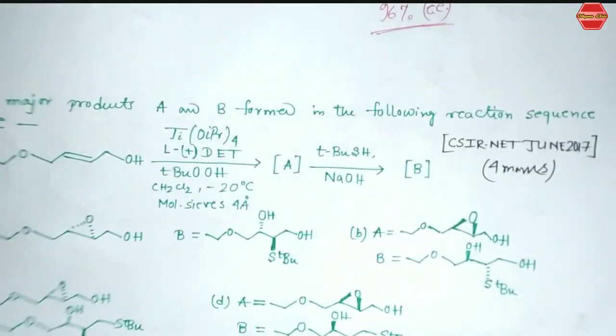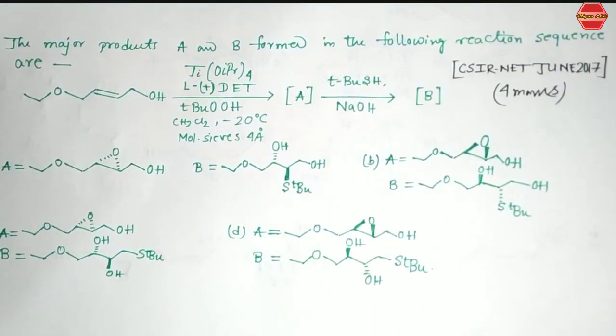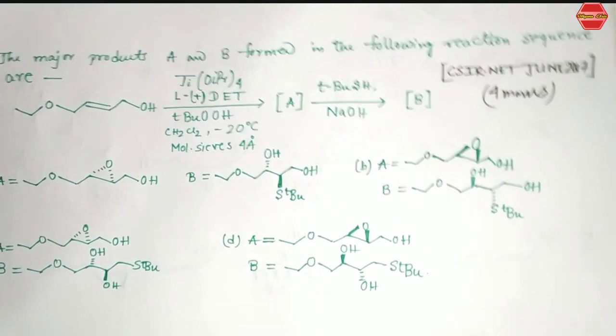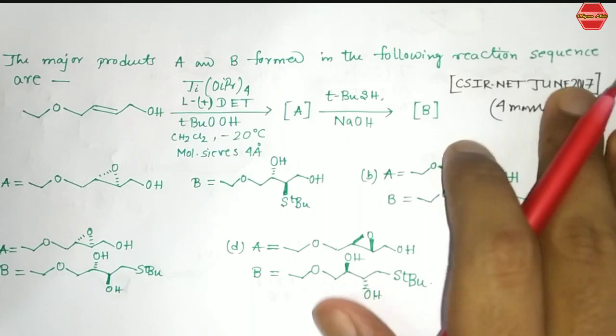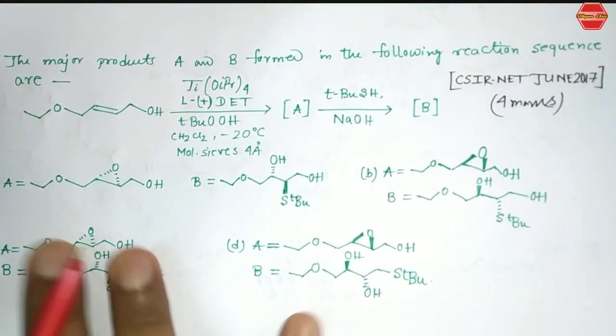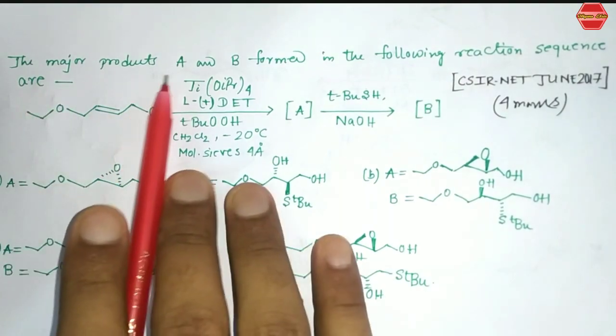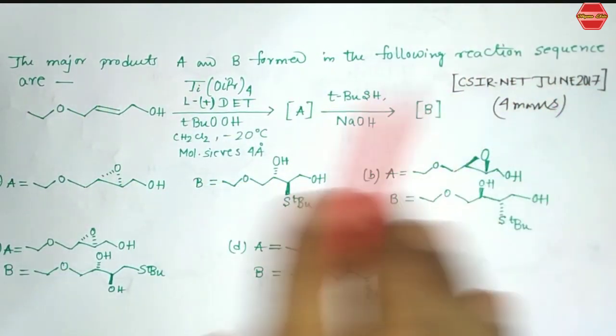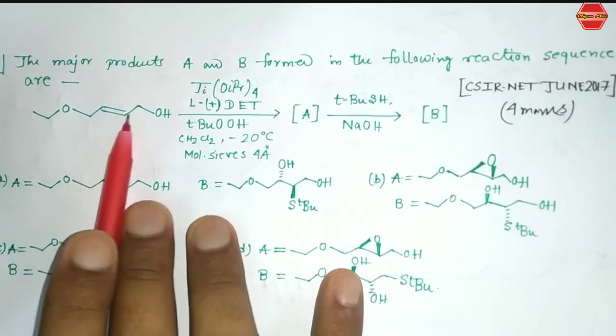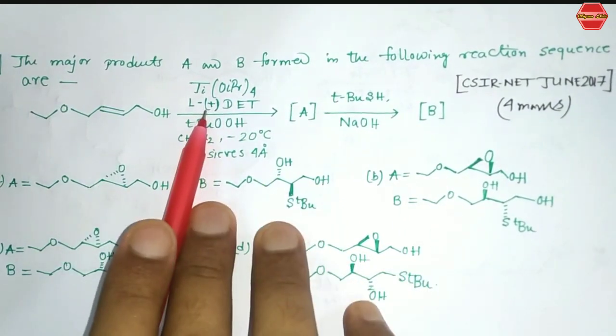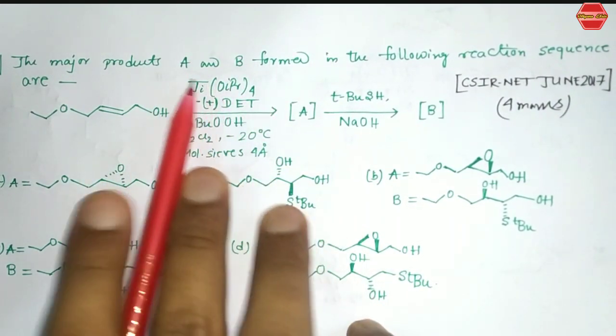Okay, now let's come to the next question, and the last question, which is very important for your exam, and this question also came in CSIR-NET June 2017. The question involves two different types of product, where the major products A and B are forming in sequence, given a substrate, that is allylic alcohol. You are given plus DIPT, that is our Sharpless epoxidation part.